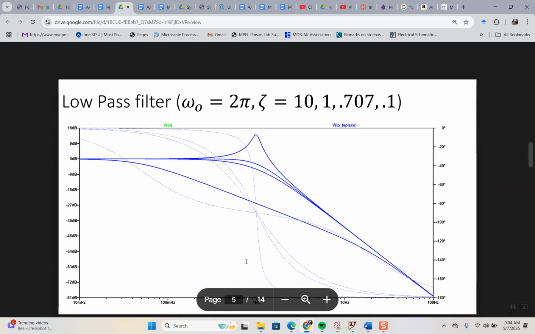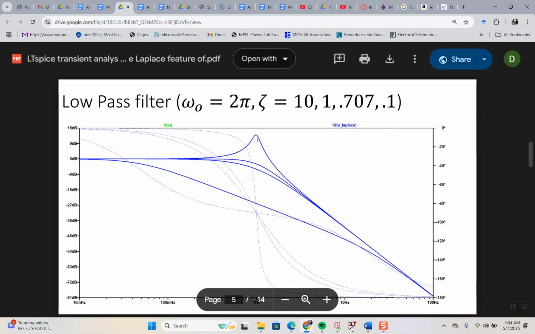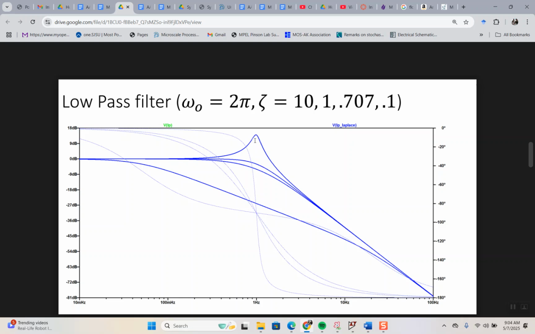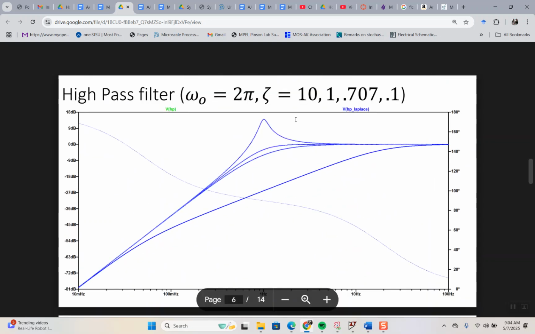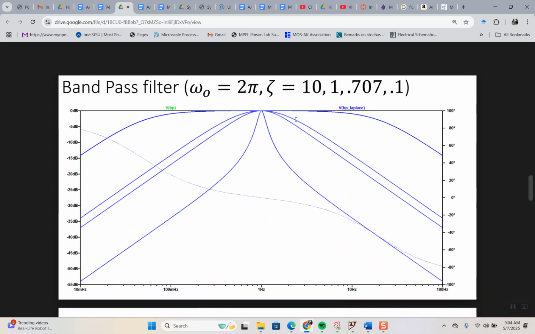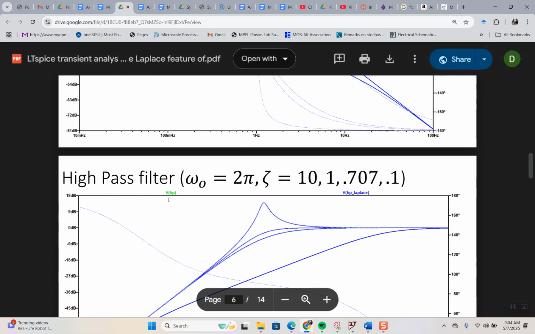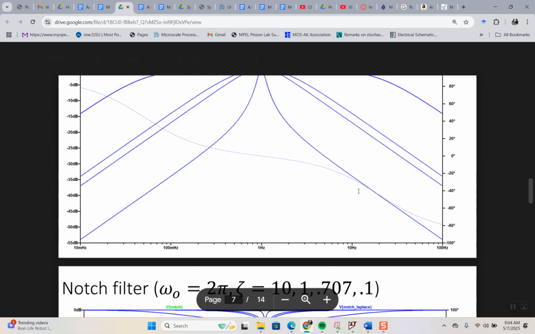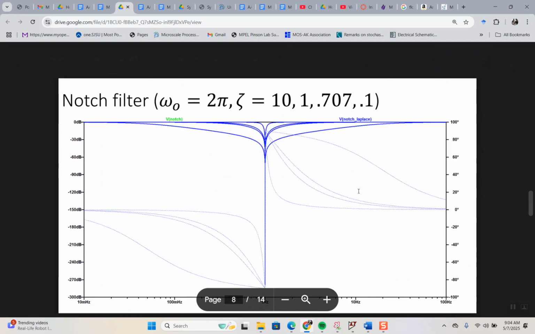So there's our low pass filter with various damping coefficients. You can see that the lower the damping coefficient, the higher the peak, if you will. This isn't a peak, but it's certainly higher than a first order system. Okay. High pass, same deal. You can see the band passes all working very nicely. And the high pass and the behavioral are all the same. You can't tell the difference. Same with the notch.